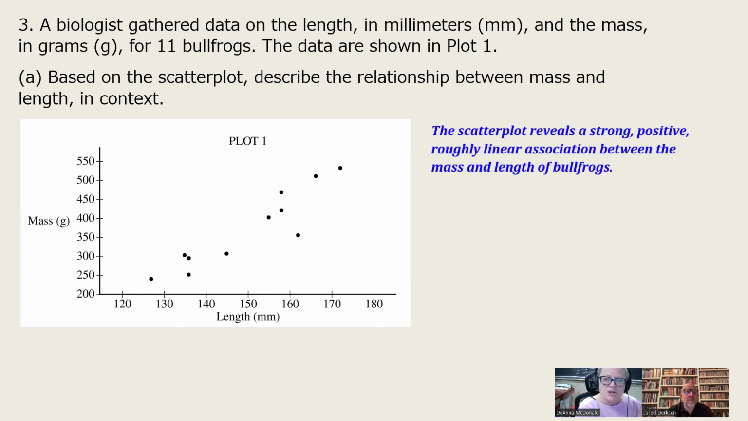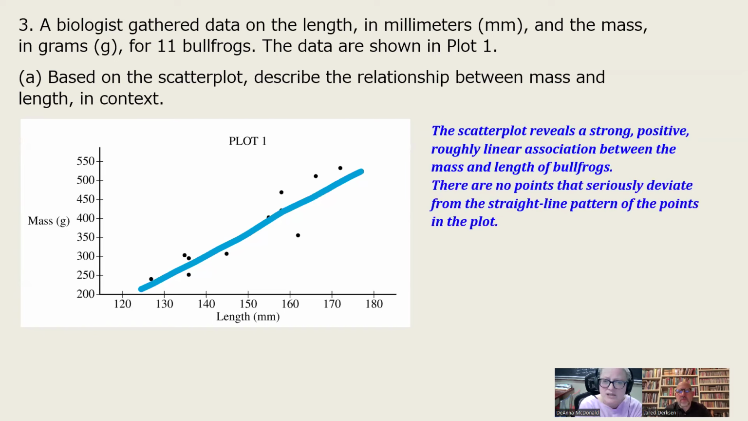in context. So I believe that this scatter plot reveals a strong positive, roughly linear association between the mass and the length of the bullfrogs. Notice that's in context. And it's got what I call a wiggle word. The wiggle word is a modifier to the word linear. It's not perfectly linear. So adding roughly linear or somewhat linear to this is super important because you can't make a declaration of exactness unless it is exactly linear. So therefore I put that modifier in there to say, hey, it roughly goes like this, but not perfectly like this. I don't see any points that seriously deviate from the straight line pattern of the points that are in the plot. So I'm going to mention that.